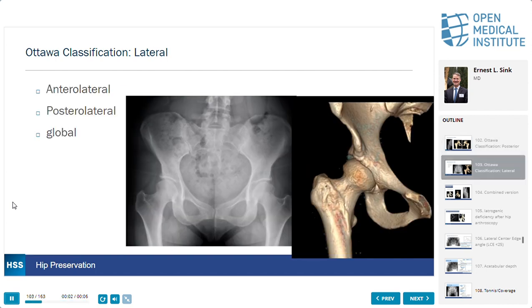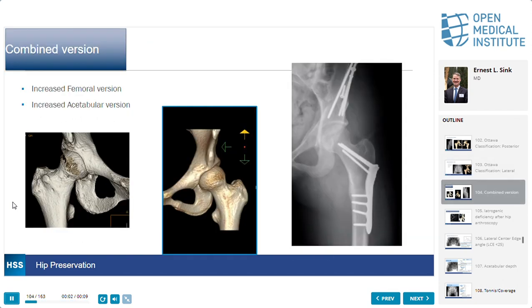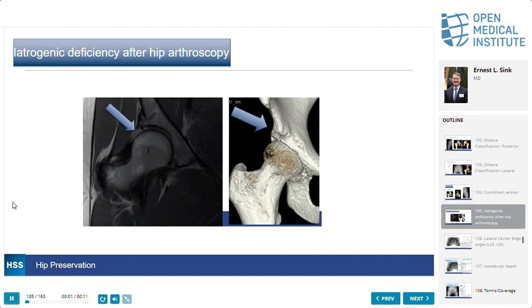Here's the classic anterior lateral, just not enough coverage three-dimensionally. And here's where you have combined version, where you have femoral anteversion, acetabular anteversion, and we needed to treat both. Or what we see more and more, iatrogenic instability. So the capsule's not there, the rim was altered, and now we have an unstable hip.